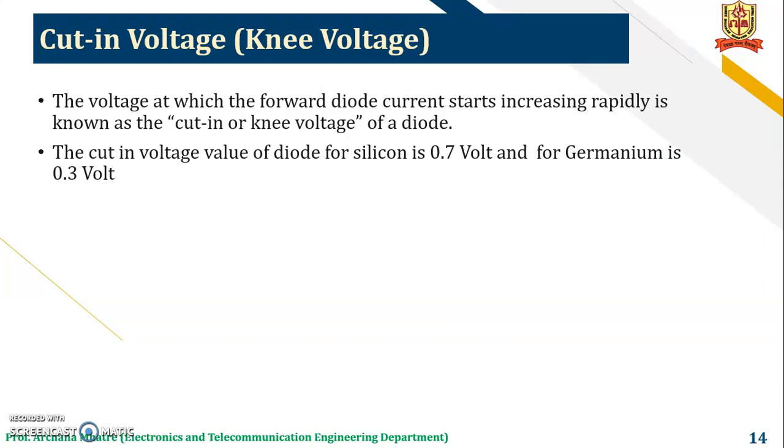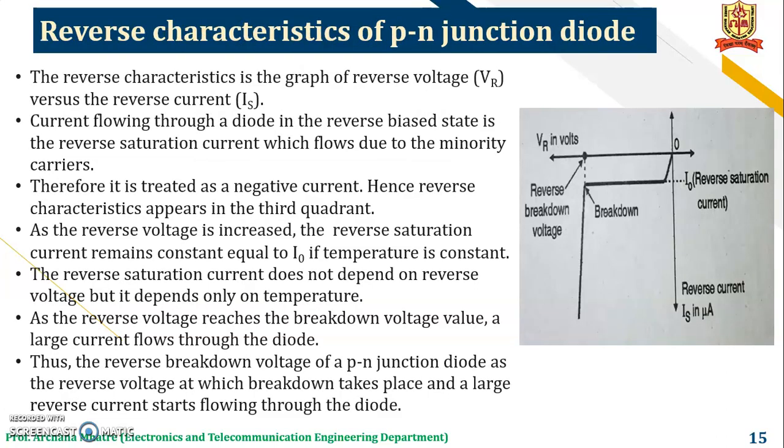Now, cut-in voltage, also called knee voltage. The voltage at which the forward diode current starts increasing rapidly is known as the cut-in voltage or knee voltage of the diode. The cut-in voltage value of the diode for silicon is 0.7 volt and for germanium it is 0.3 volt.